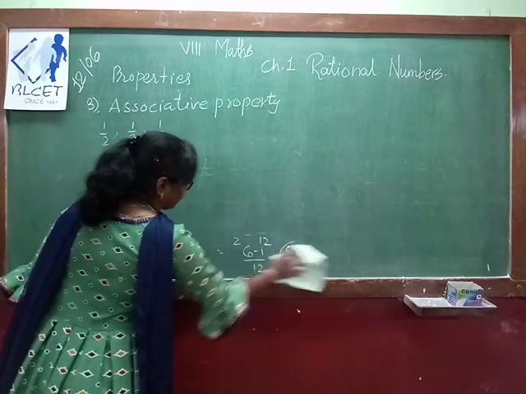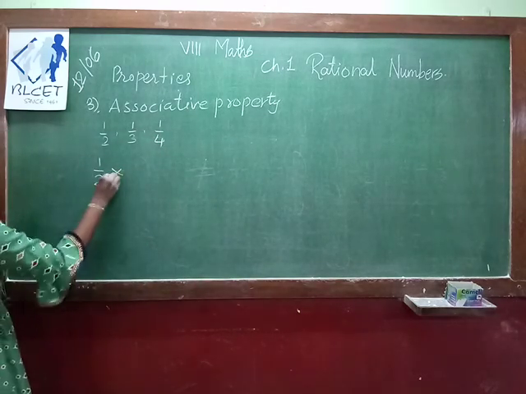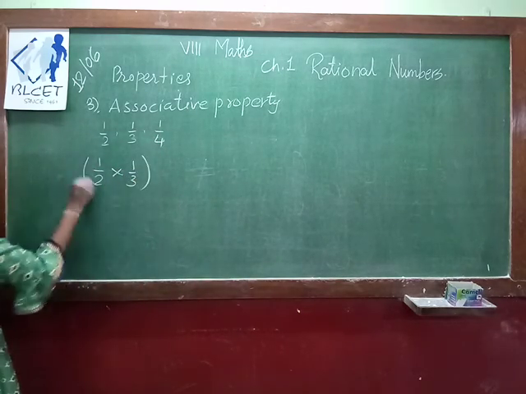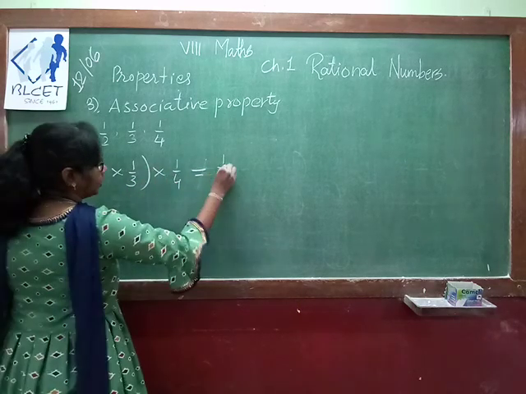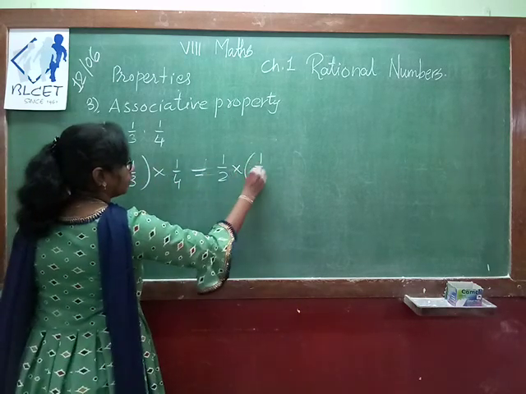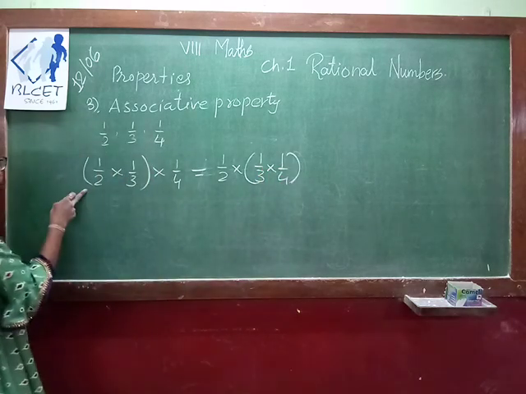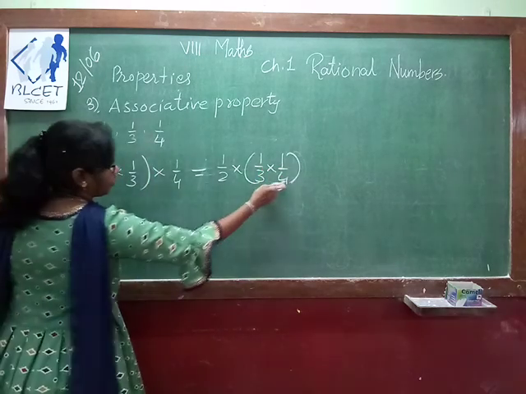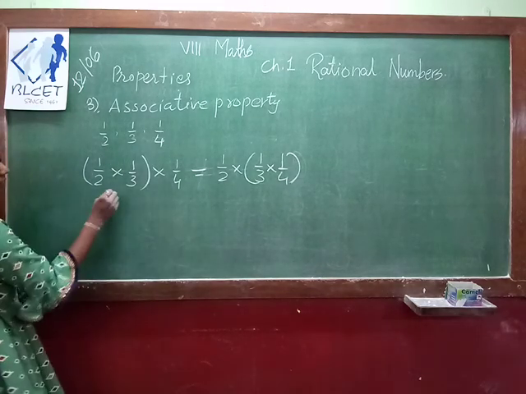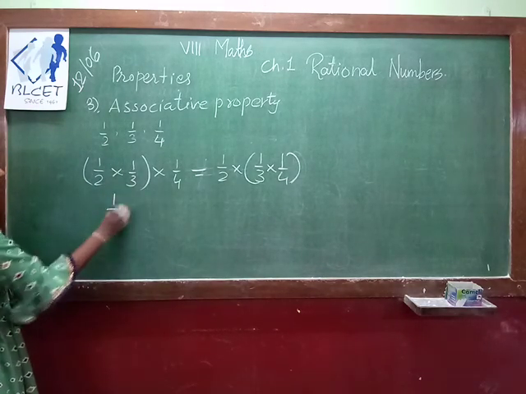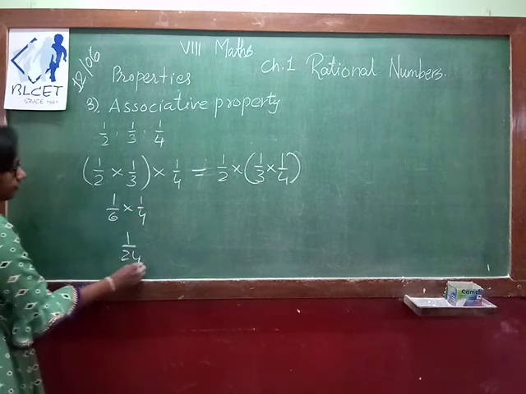Now move on to the multiplication. Let's see. So 1/2 into 1/3, first group, multiply by 1/4. We check whether it is equal to 1/2 into, 1/3 into 1/4. So now we grouped. First we group these two numbers, then we are regrouping like this. Now we check the answer. 1 1 is 1, 3 2 is 6, into 1/4. 1 1 is 1, 6 4 is 24.